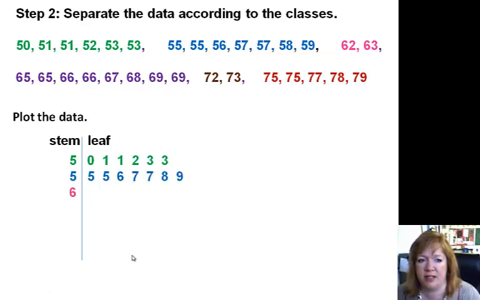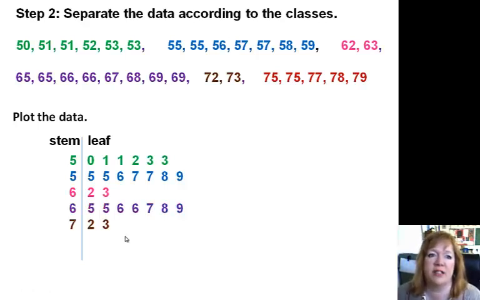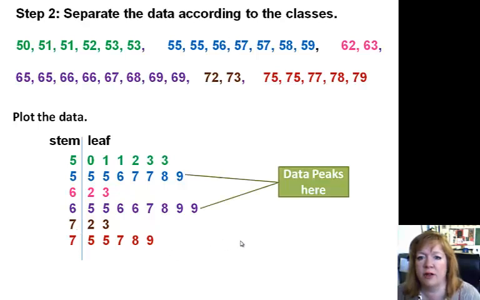Then you'd have a 6 and a 2 3. Then you'd have a 6 and a 5 5, 6 6, 7 7, so on, 7 8 9 9, and then a 7 and a 2 and a 3, and then the second 7s are there. So because they told us to use those classes, 5 5, 6 6, 7 7, you can now see that the data peaks right here in the center and that there's no gap.